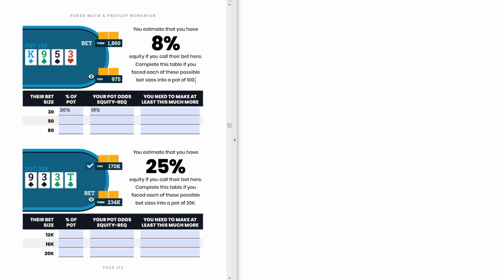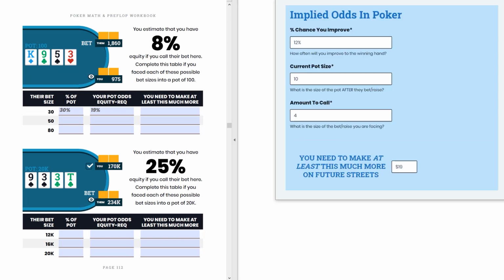So let's talk about how to solve this. We're going to use both the formula and a free tool that I have on my site. This is an implied odds calculator. It has the formula baked into it, so you can do it by hand with the formula we discussed earlier, or just plug everything into here. So we have an 8% chance of improvement, the current pot size after they bet, so $100 pot plus their $30 bet is $130, and how much do we have to call? Well, we have to call 30 to get involved. So the calculator tells us right here that we need to make 215 in order to justify getting involved right this moment. So can we make $215 on the river to justify getting involved?